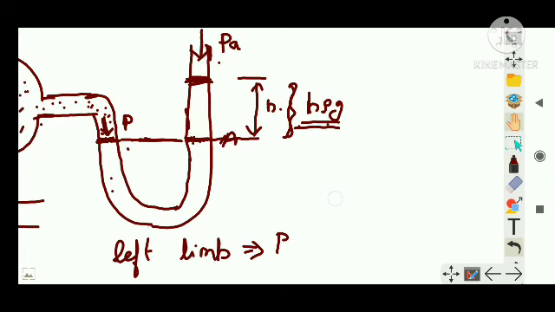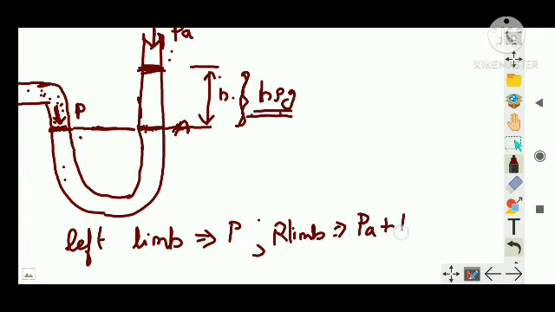Whereas the right limb will have a pressure of how much? PA plus H rho G, because here you want to find the pressure here. So it is always greater than the atmospheric pressure by H rho G, remember. So the right limb will be having PA plus H rho G. Clear? This much is simple, right?